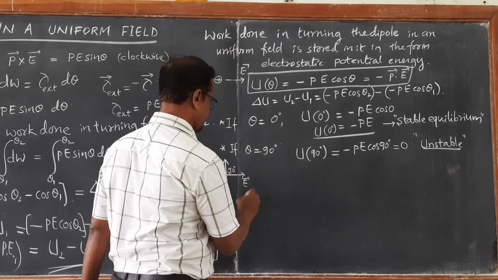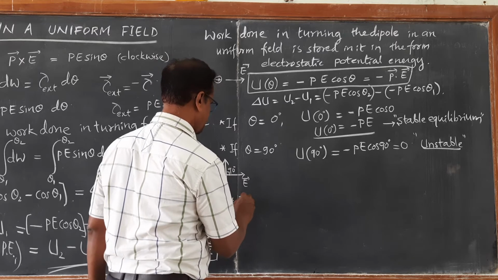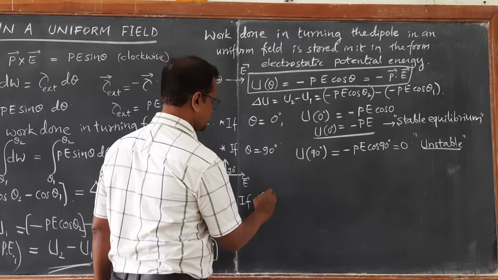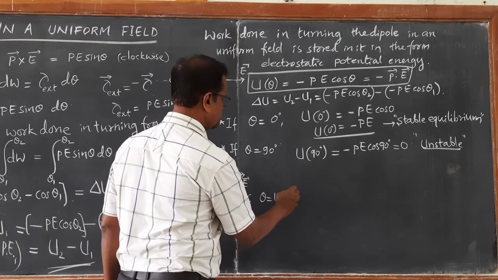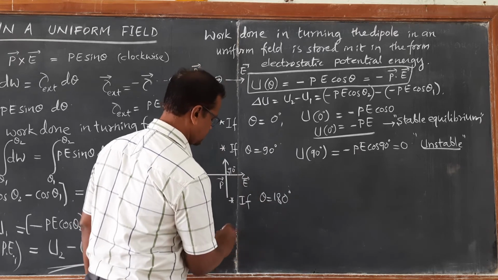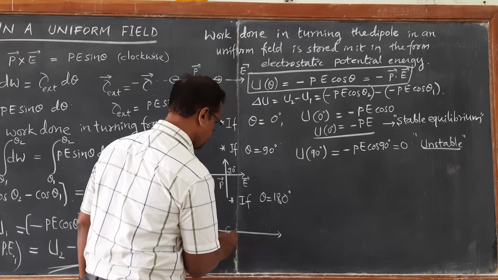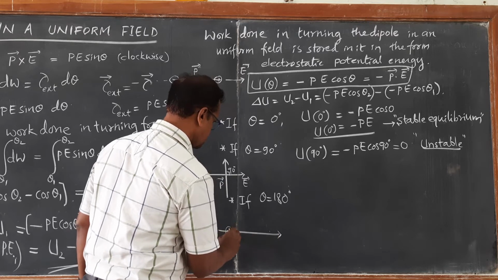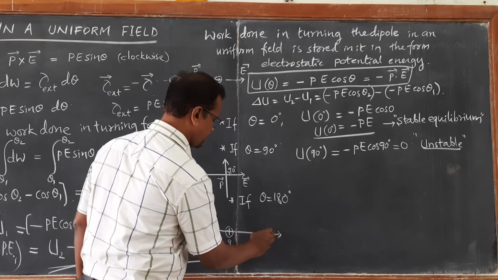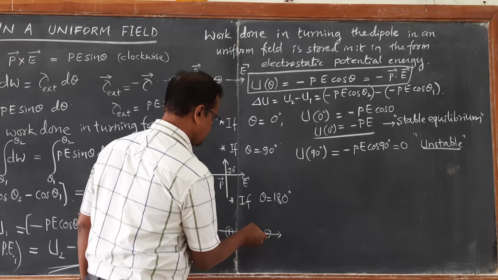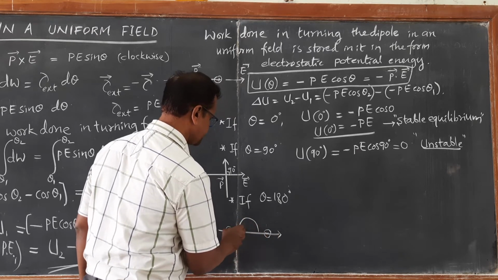Now, third case, let us see. If the dipole is turned through 180 degree, see here, this is the electric field, and suppose the positive charge is brought here and the negative charge is brought here, so that it is turned by 180 degree.